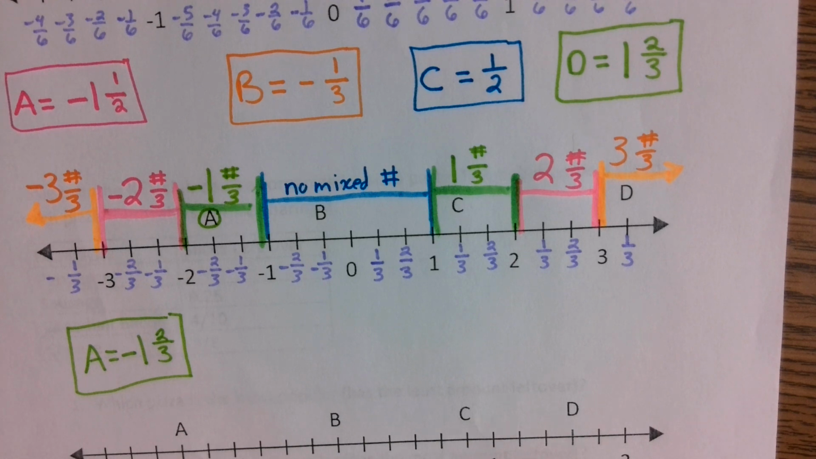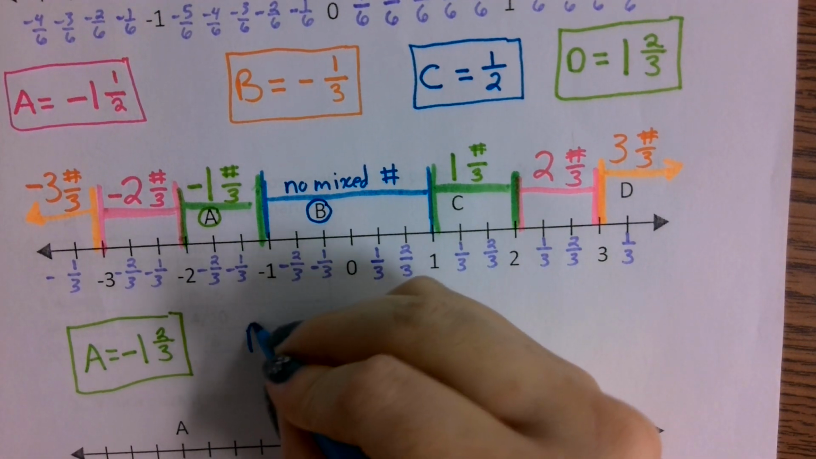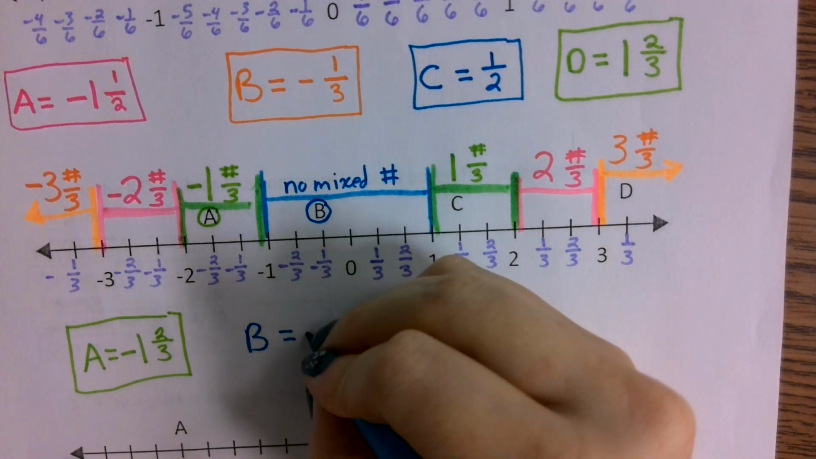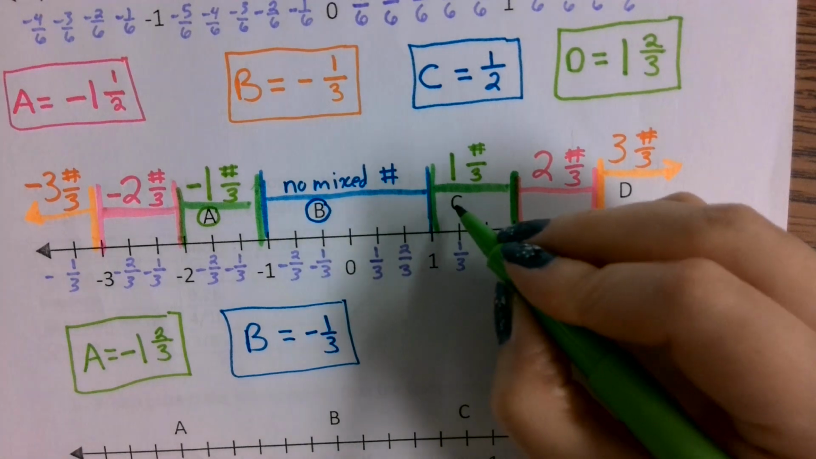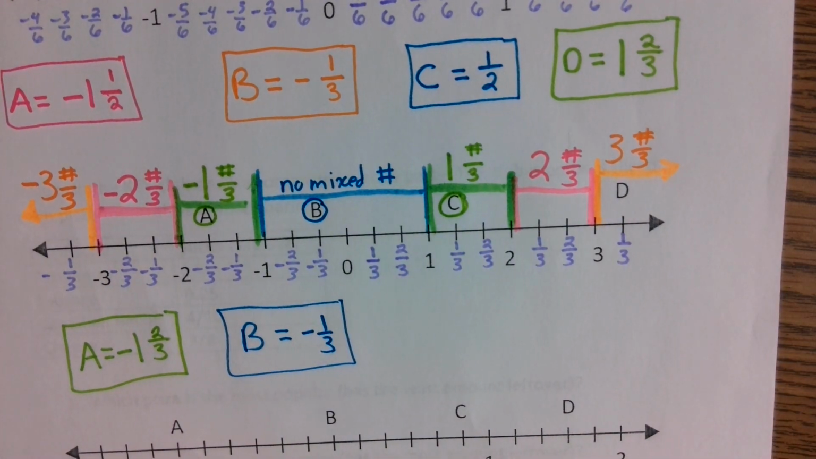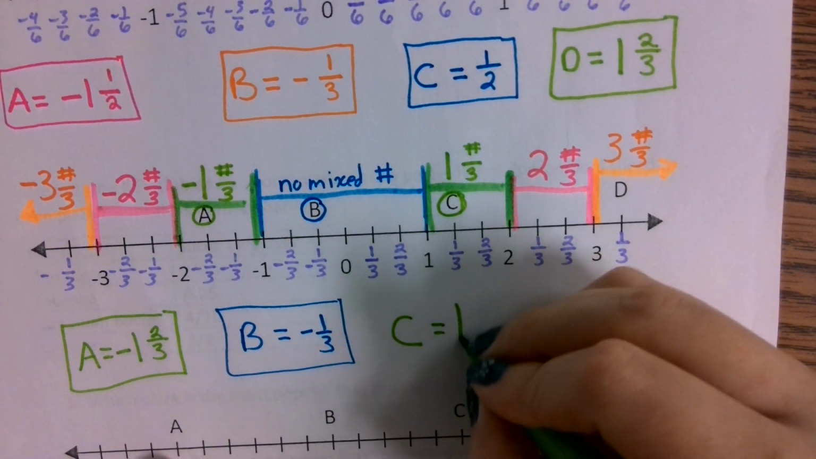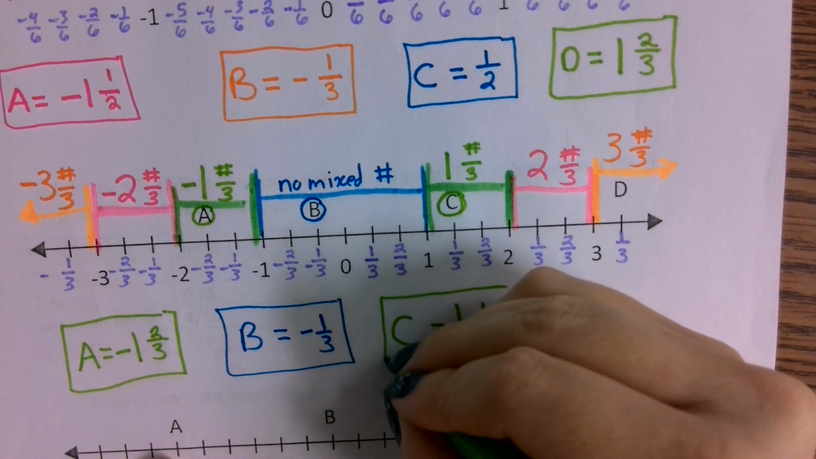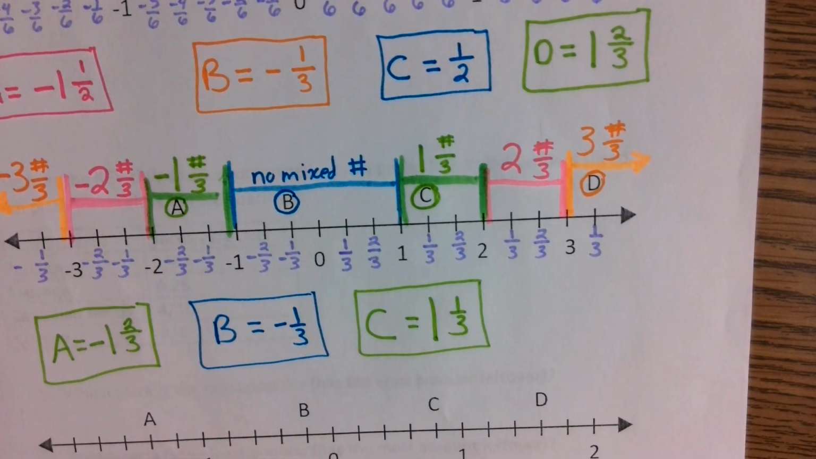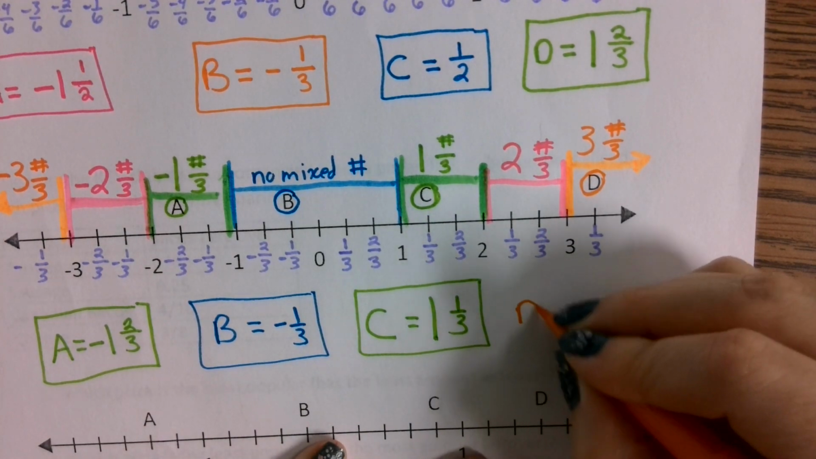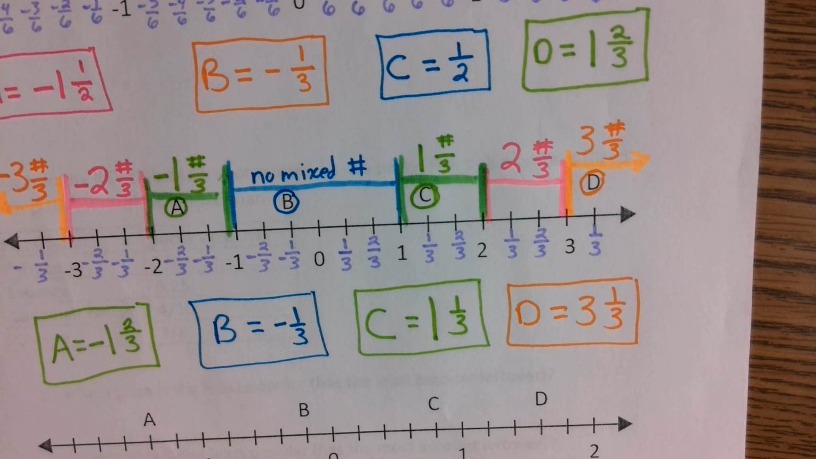Stop clicking the mouse. Let's look at B. What fraction is B at, guys? -1/3. What fraction is C at? 1 and 1/3. 1 and 1/3. What about D? What is D located at? 3 and 1/3. Very good. 3 and 1/3. Okay.